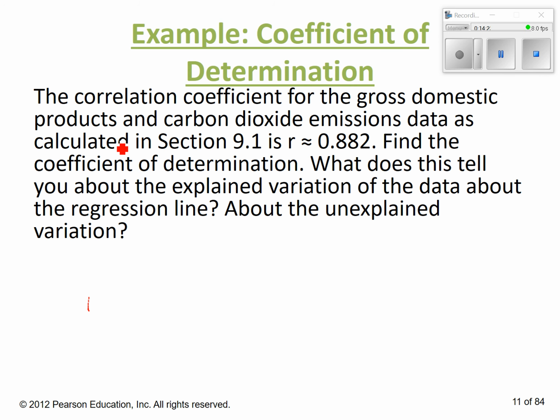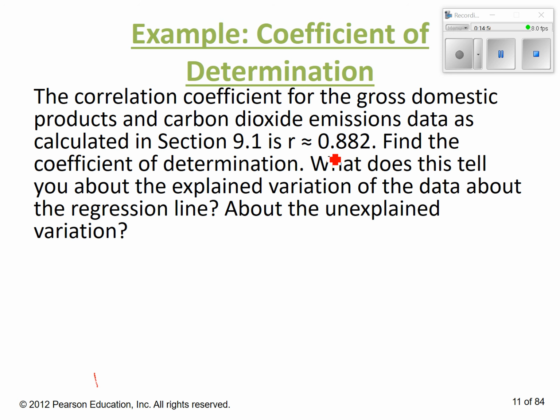The correlation coefficient for the gross domestic products and carbon dioxide emissions data that we calculated in one of the earlier sections was R is approximately 0.882. Find the coefficient of determination, that's the R squared. What does this tell you about the explained variation of the data about the regression line? And what's it tell us about the unexplained?